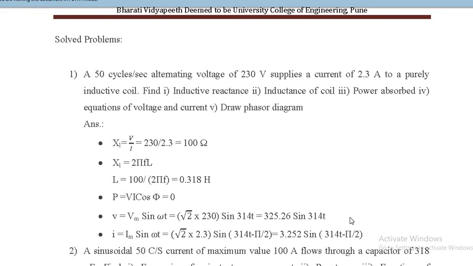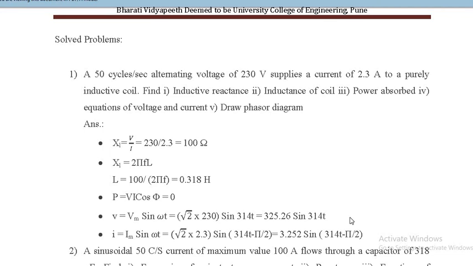What about current? Now it is a purely inductive circuit, that means the current has to lag by 90 degrees exactly. So it will be whatever current value you have got, 2.3 amperes, right? 2.3 amperes is an RMS value, to be multiplied by root 2 to get the maximum value. Then sine of 3140 t minus pi by 2. Why minus pi by 2? Minus to depict that it is lagging behind the voltage, and pi by 2 is the phase difference between V and I. So the current equation is 3.252 sine of 3140 t minus pi by 2. I hope it is clear to you.